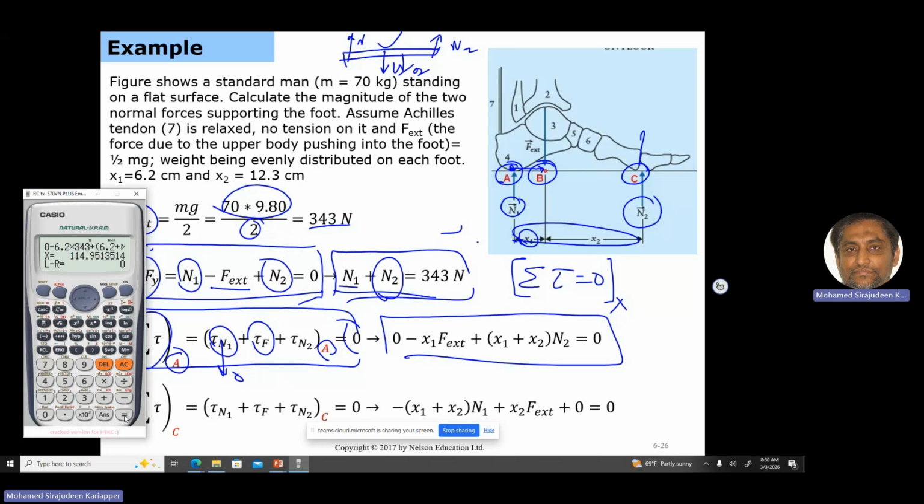It is good to know this, but if you don't practice at home, even I forgot one step. So you should practice doing this, then you can go with confidence that you can skip the algebra part and solve it using the calculator. Once you know N2, you can use this equation, the sigma F equal to 0, to find N1. That's easy. Right, shall I move to the next slide? Okay.